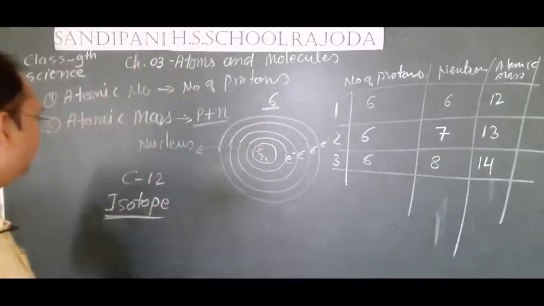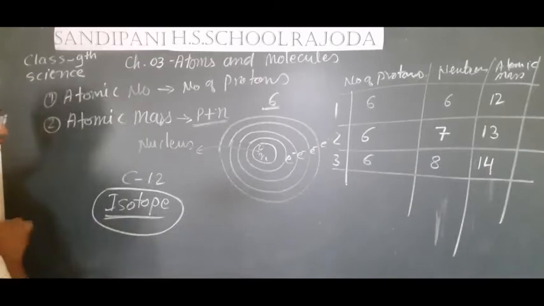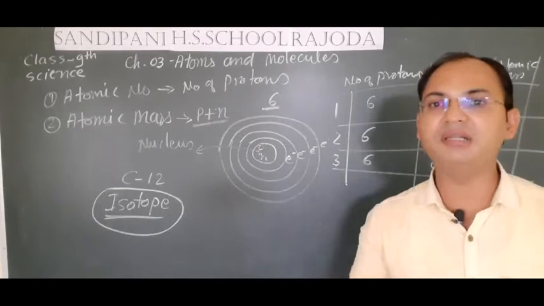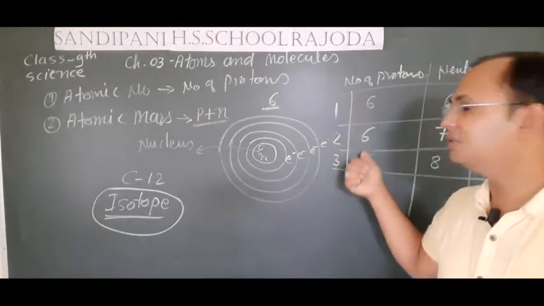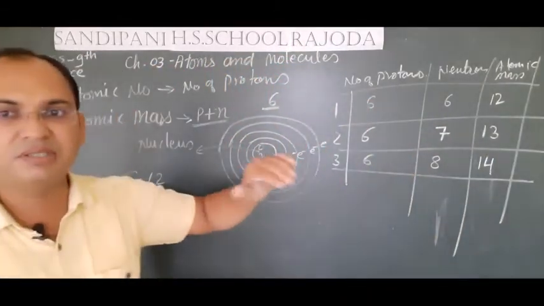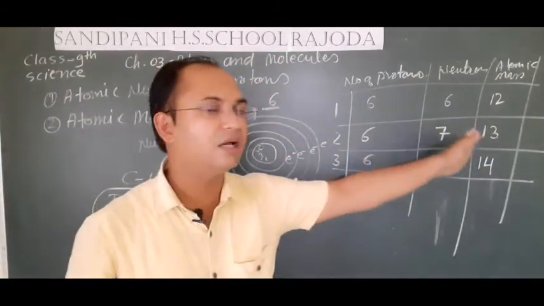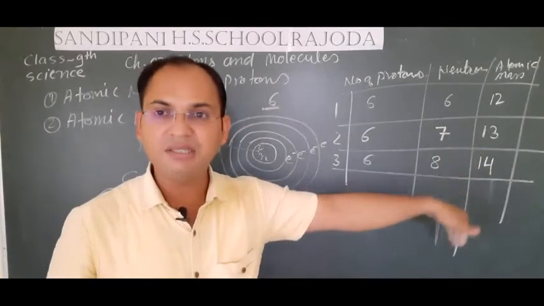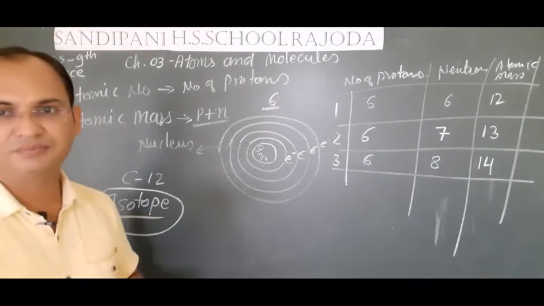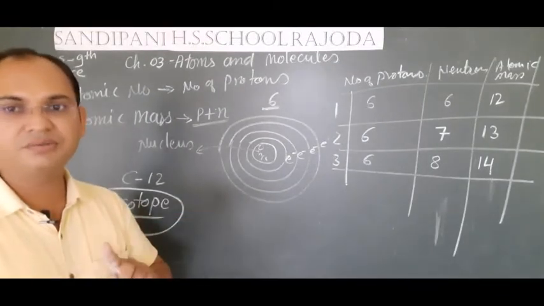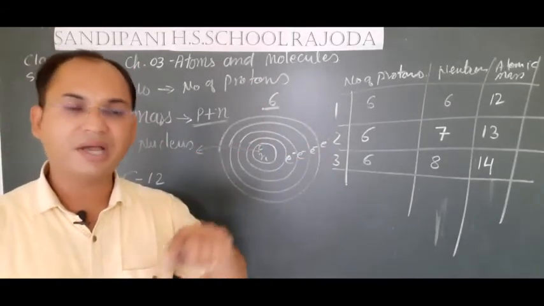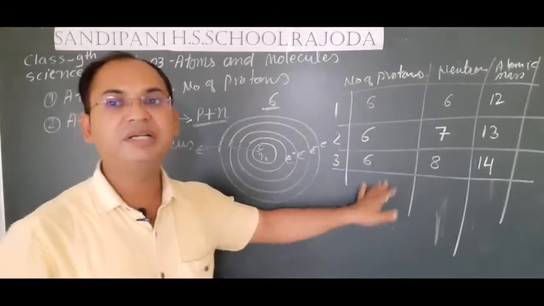So here we have the definition of isotope: atoms of the same element, it is very important, the same element, having the same atomic number, that is in this case 6, but different mass number, then these atoms are known as the isotopes of that element. Got it students? Atoms of the same element having same atomic number but different mass number.